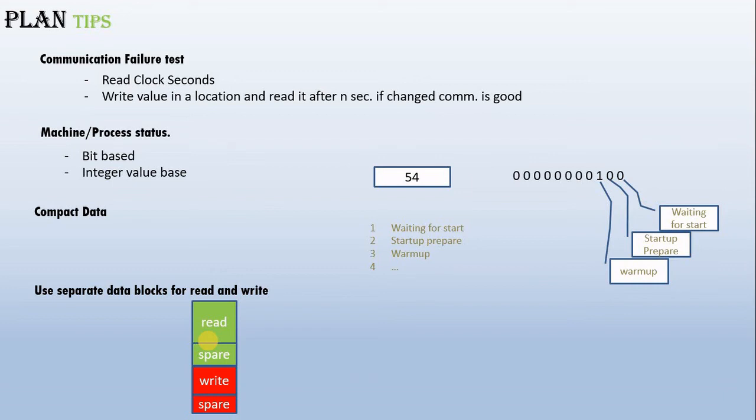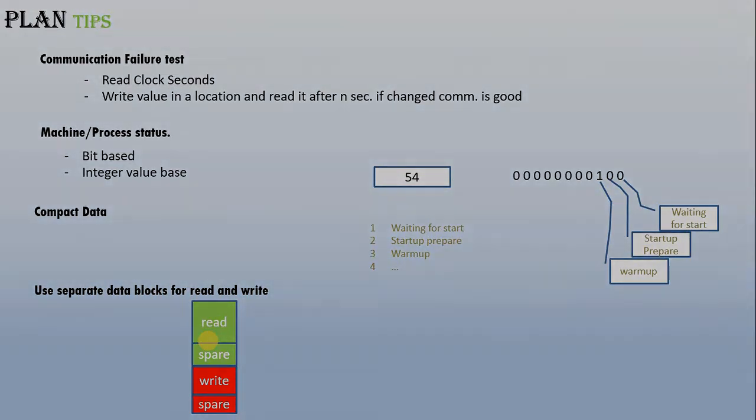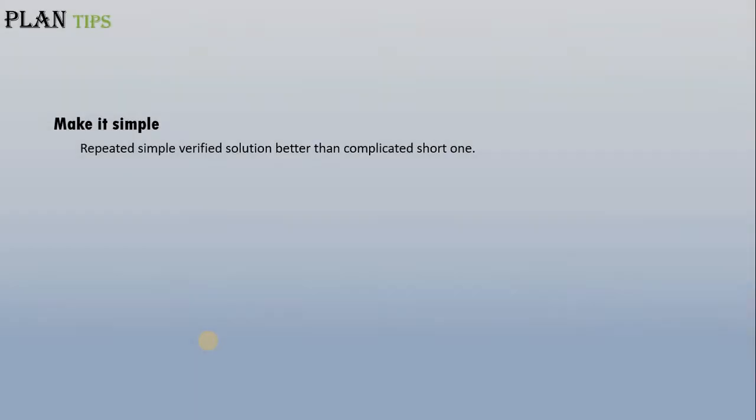If a system cannot transfer anything except integers and you want to send something, you can multiply it, and on the other side they scale it down. So in the planning, try to make it simple. If you can make it a repeated but simple, verified solution, then it's much better than one complicated solution. So try to make it simple for everybody.